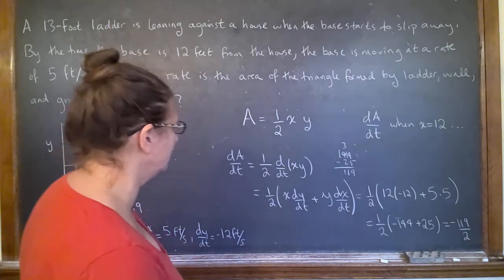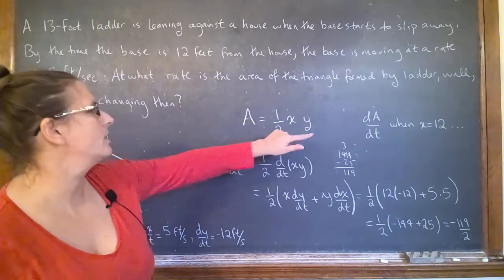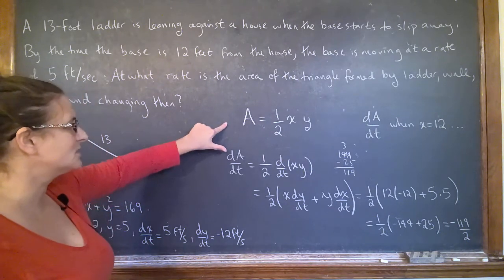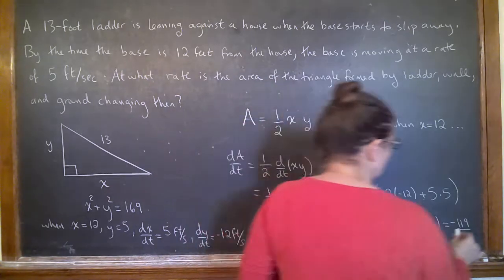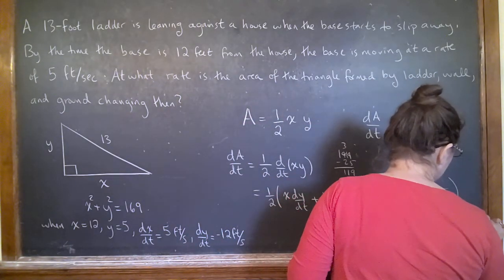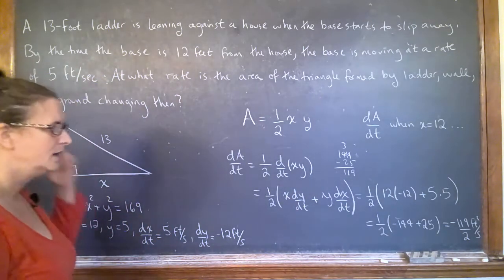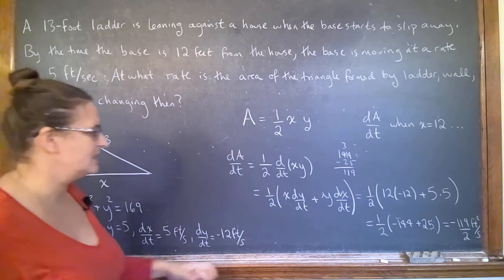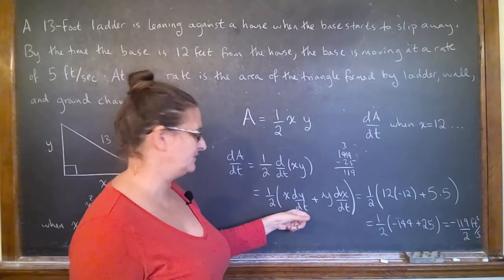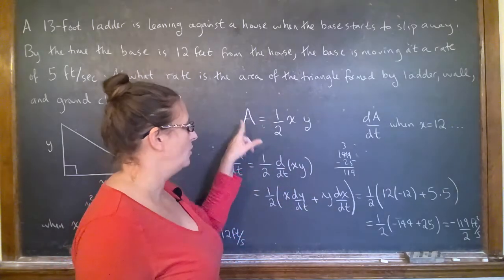Okay, I need units. Now, because x and y are in feet, this area is in square feet, so my derivative has to be in square feet per second. You can see it here because this is feet and this is feet per second. So it works out either way, whether you look at the units here or the units here.